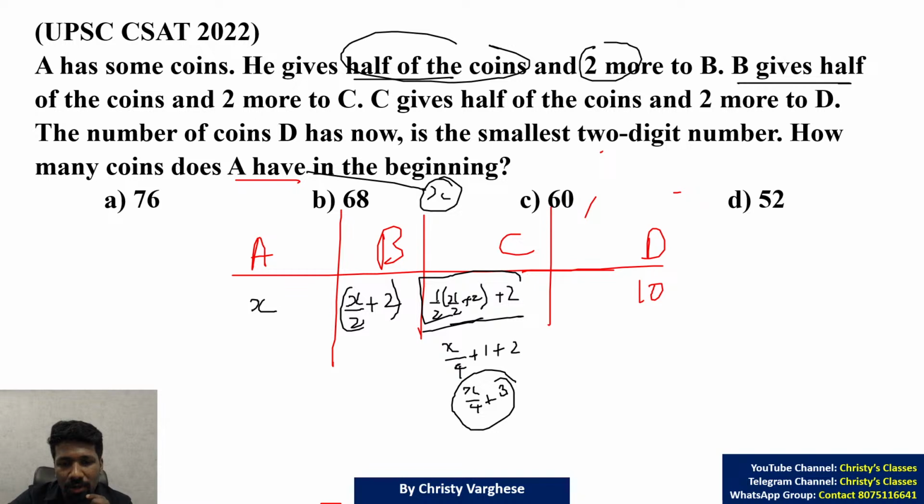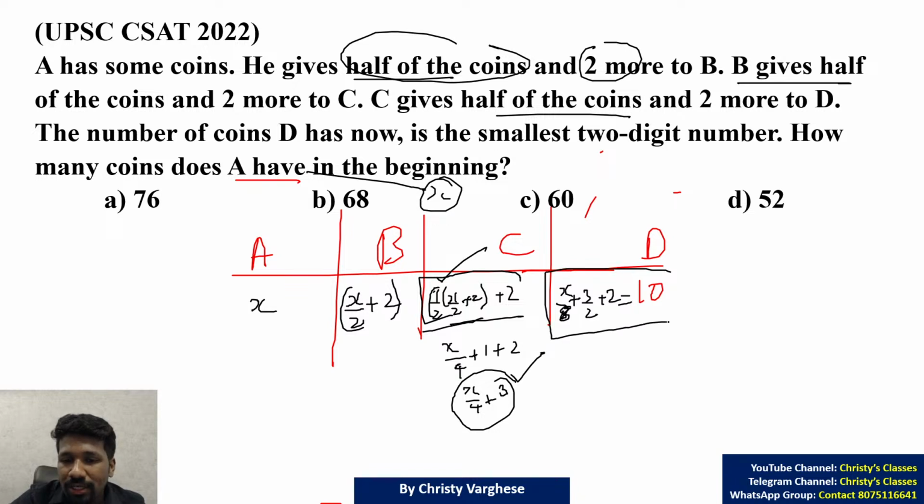I hope all of you are understanding, because multiplying with half, x by 2 into half is x by 4, plus 2 by 2 is 1, plus 2. So x by 4 plus 3 will be the number of coins C has. Now C is doing what? C is doing similar. C gives half of the coins and 2 more. Half of x by 4 plus 3, that is x by 8 plus 3 by 2. In one step I am writing. If you are not comfortable with that, you can write one more step to understand, just like this. And x by 8 plus 3 by 2, plus 2 more coins. That is equal to 10 coins. That is equal to 10.